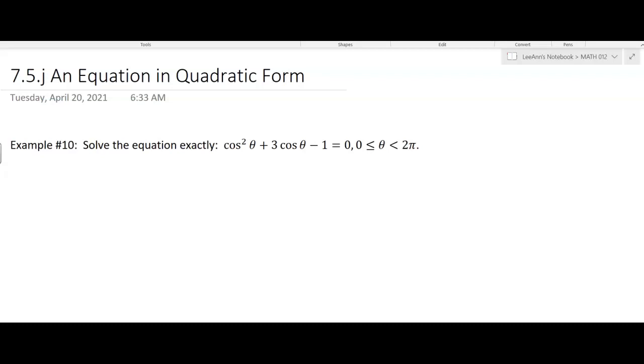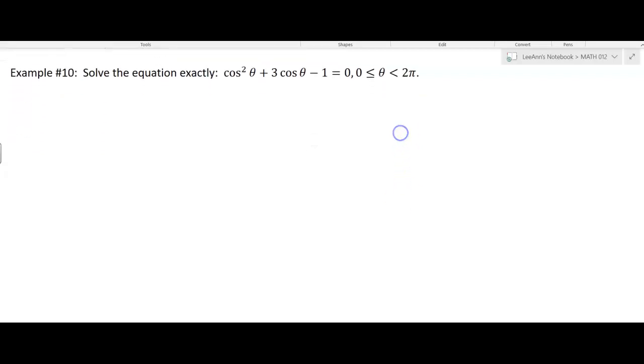So we have an equation here in quadratic form, and there are several examples of these. They probably all do something different, but anyway, you could write that in terms of, let u equal, let's say, u equals cosine theta, and then you could say, all right, u squared plus 3u minus 1 equals 0. And that's normally what we do. We do a u substitution because it's in quadratic form and we get something like that.